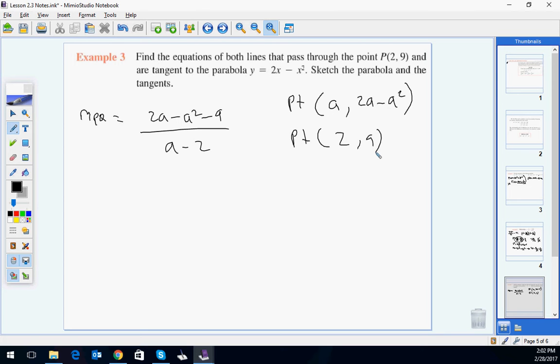Is that a 9? Yes, this is a 9. That's why I was struggling with my notes. I was like, is that an a or 9? It's a 9. And it comes from right here.